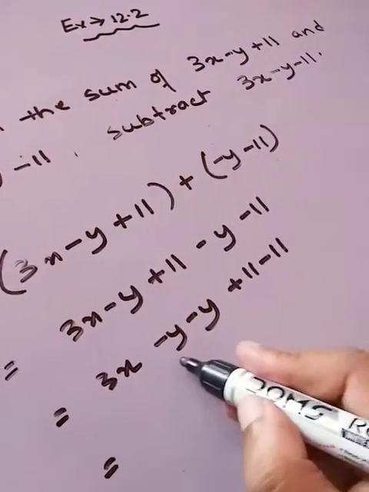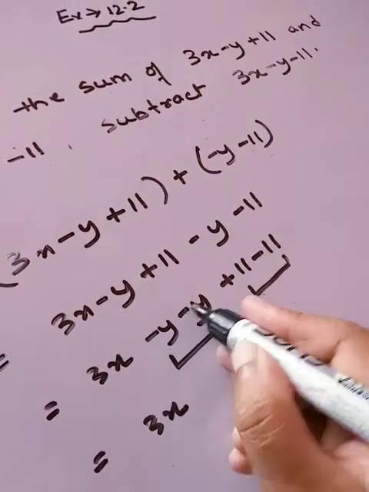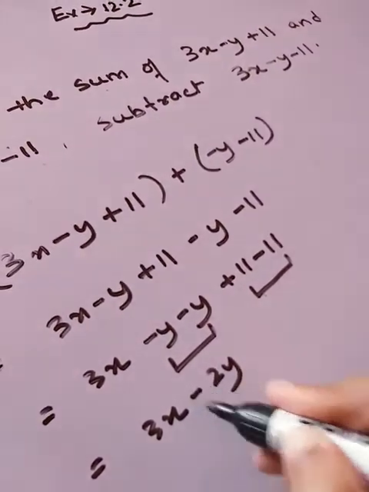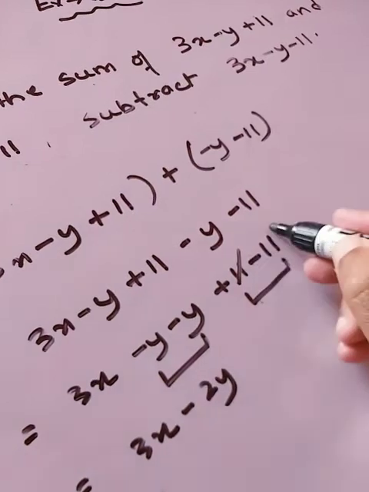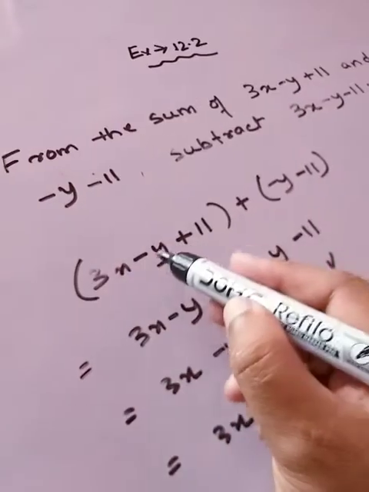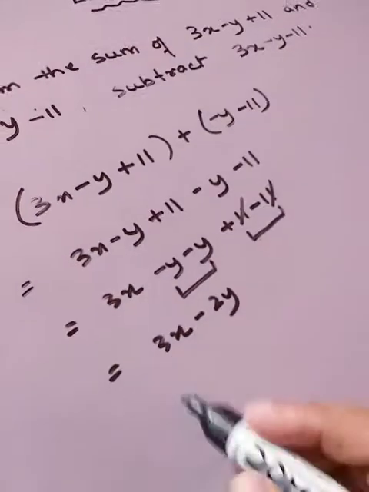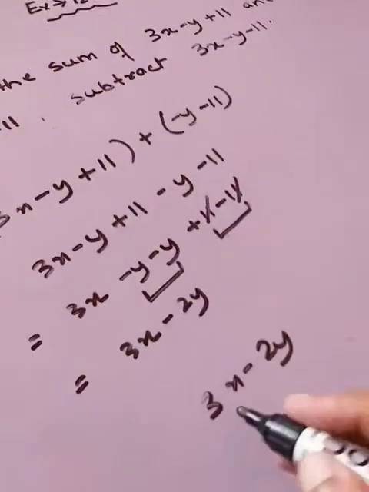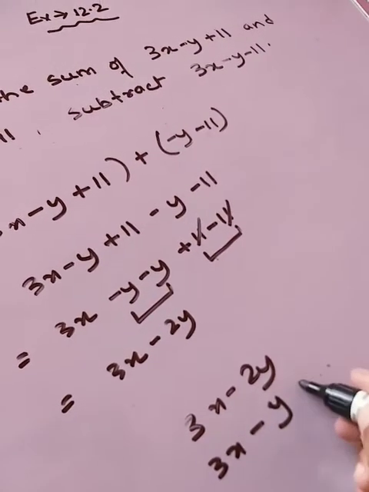So now you have to solve it. This you have to solve and this you have to solve. So 3x, minus minus is plus, 1 plus 1 is 2y. Give minus sign, plus minus is minus. 11 minus 11 is 0, so you will cancel it out. So this is the sum of these two. Now from this sum you have to subtract this one. So how to subtract? 3x + 2y. Now you will write it down: 3x − 4y − 11.